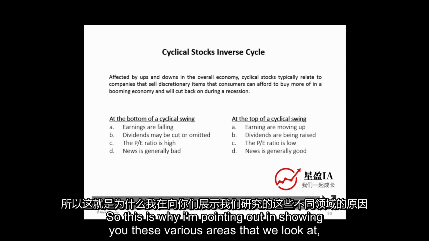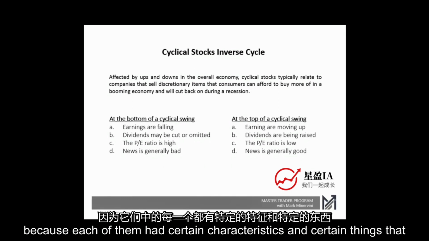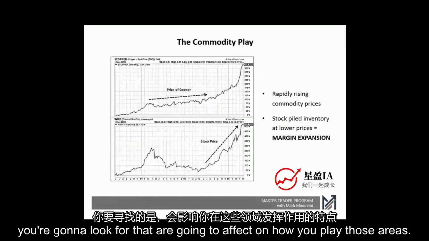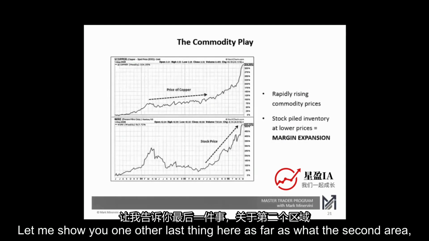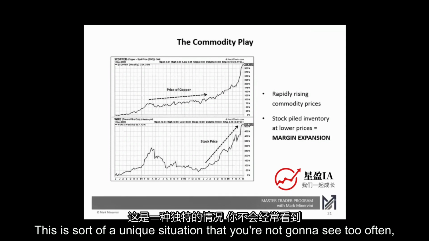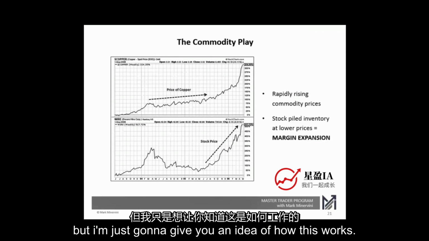So this is why I'm pointing out and showing you these various areas that we look at, because each of them has certain characteristics and certain things that you're going to look for that are going to affect how you play those areas. Let me show you one other last thing as far as the cyclical area, or what I call a commodity play. This is sort of a unique situation that you're not going to see too often, but I'm just going to give you an idea of how this works.